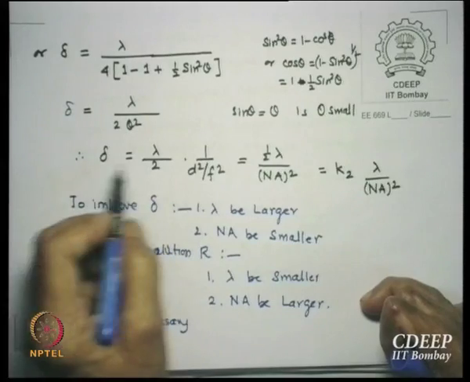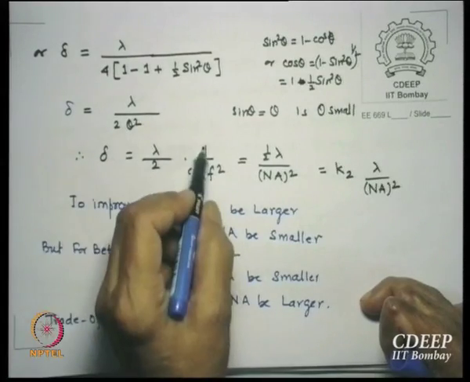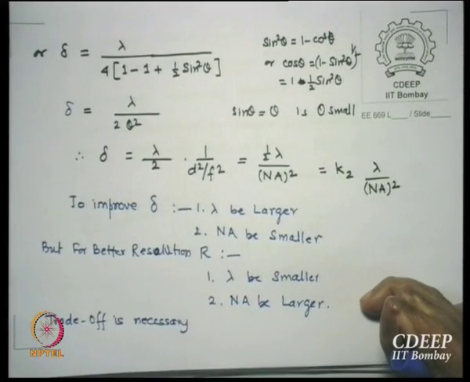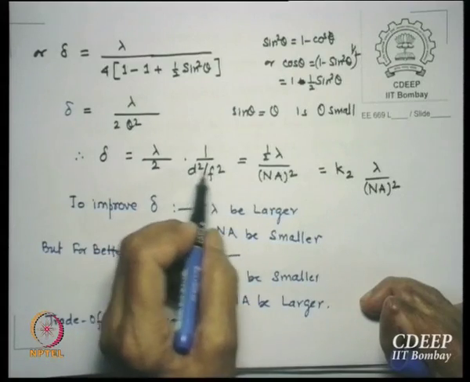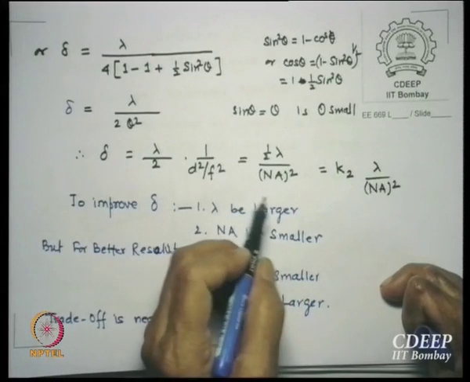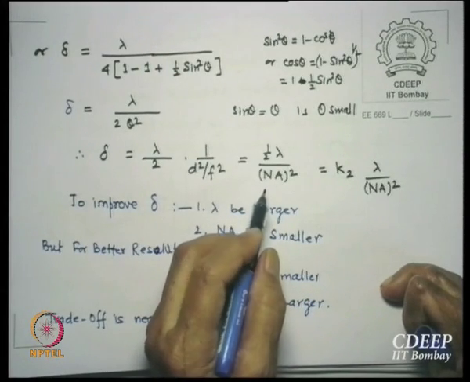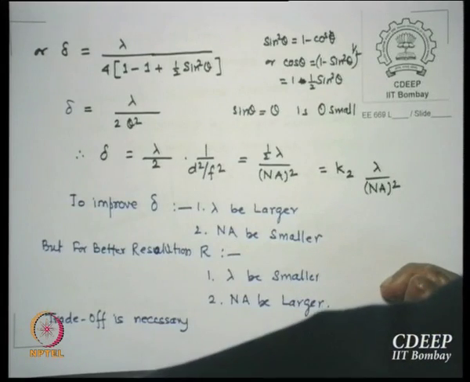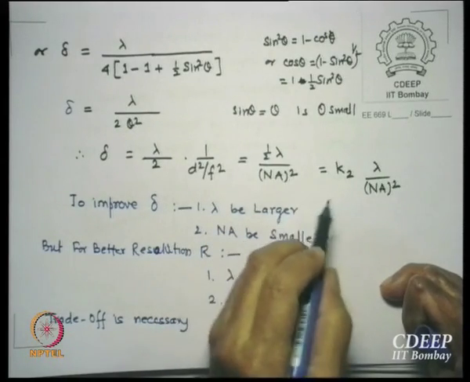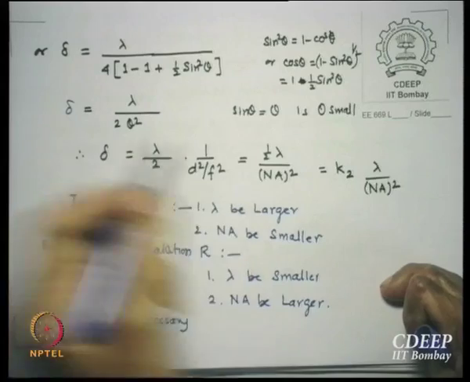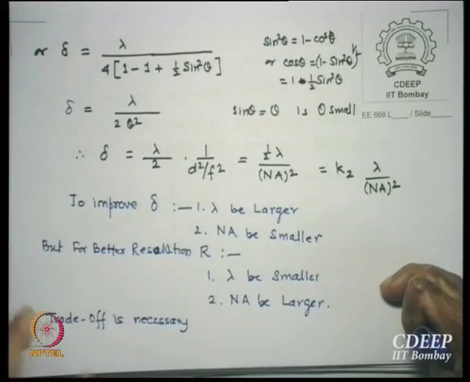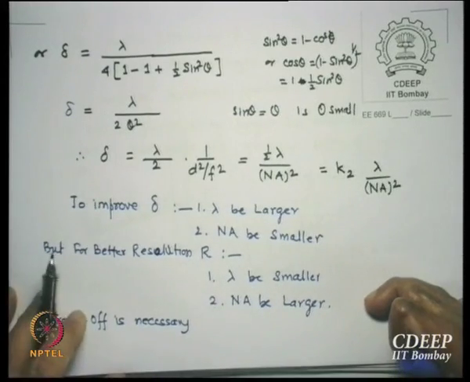Or delta is lambda by 2 and theta square is d square by f square. Theta I just now found. So theta is d by f, so d square by f square. So this is half lambda, but d by f is also the numerical aperture. So it is numerical aperture square, and this half is normally machine dependent many times, so it is given a name k2, which is 0.5 or close to that.